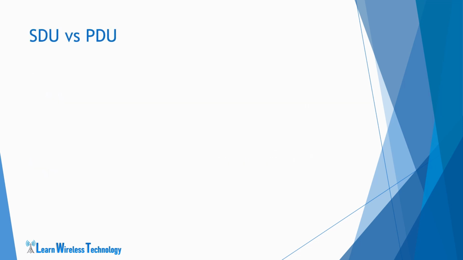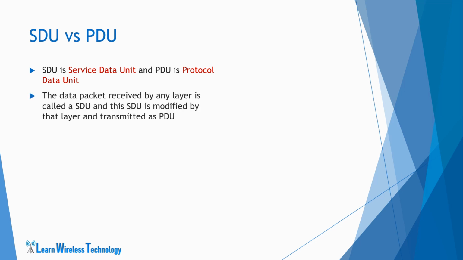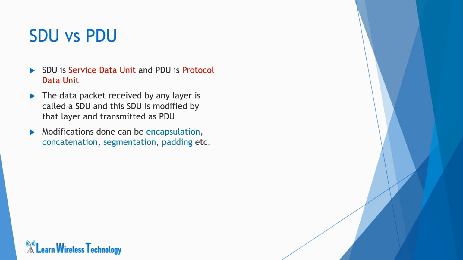We will quickly see the concept of SDU and PDU. We will be coming across these terms lot of times ahead, hence it is necessary to understand this now. SDU is Service Data Unit and PDU is Protocol Data Unit. The data packet received by any layer is called an SDU, and this SDU is modified by that layer and transmitted as PDU. The modifications done by a protocol layer can be encapsulation, concatenation, segmentation, padding, etc.